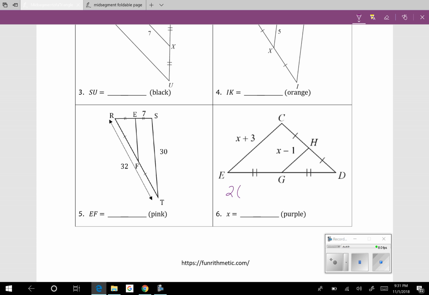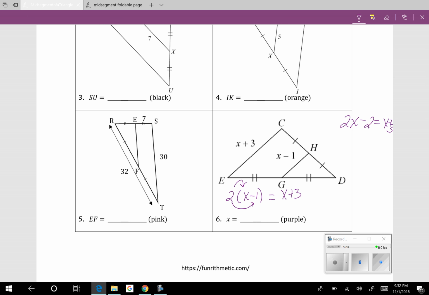So 2 times x minus 1 is equal to x plus 3. That's what we start off with. We'll do our distributive property. You have to remember to multiply to both items in here. That was the thing I noticed you forgot. So 2 times x is 2x, and 2 times negative 1 is minus 2, and that's equal to x plus 3. Let me rewrite that. So we get 2x minus 2 equals x plus 3.